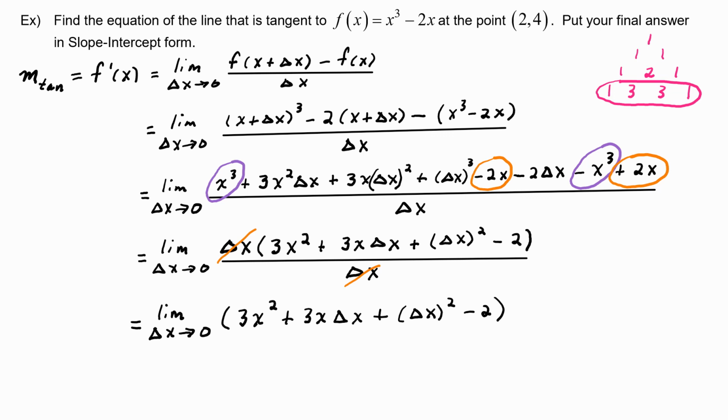Now we can go ahead and plug in delta x going to 0. So that's going to go in here and here. We no longer have to write the limit as delta x goes to 0 because we're performing the limit. And what we will have left is 3x squared minus 2. So this expression gives us the slope of the tangent everywhere. And of course, that is f prime of x.